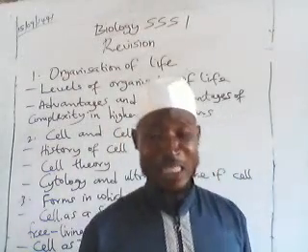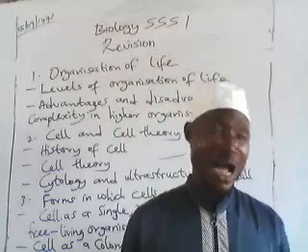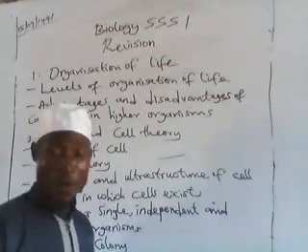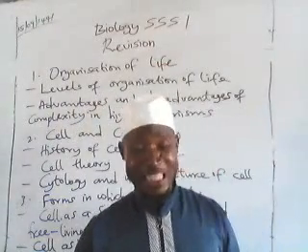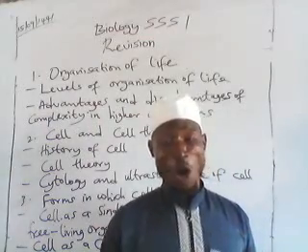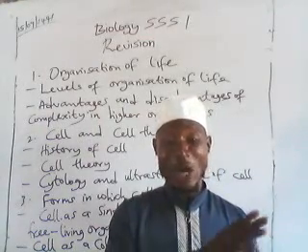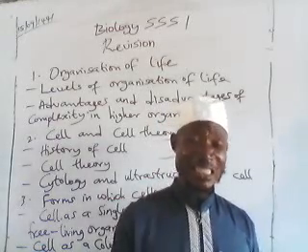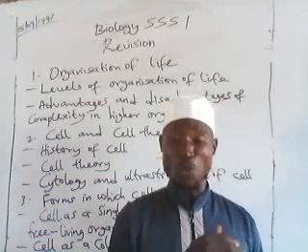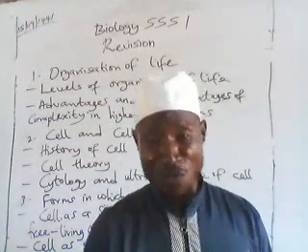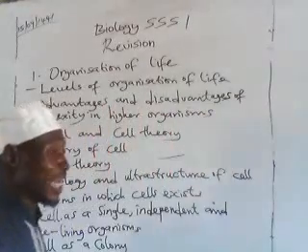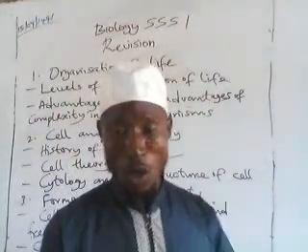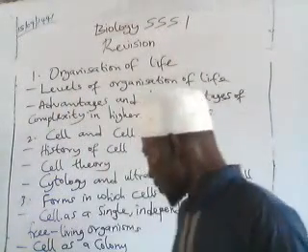Examples of colonial organisms are volvox, pandorina and some others. Then cells also exist as a filament. A filament is an organism formed by the joining of cells end to end in a linear form. Examples of organisms that exist as filaments are Spirogyra, Oscillatoria and some others, as you were told in the last term.